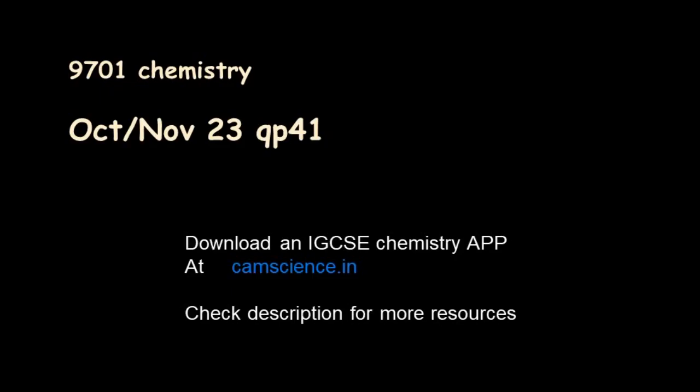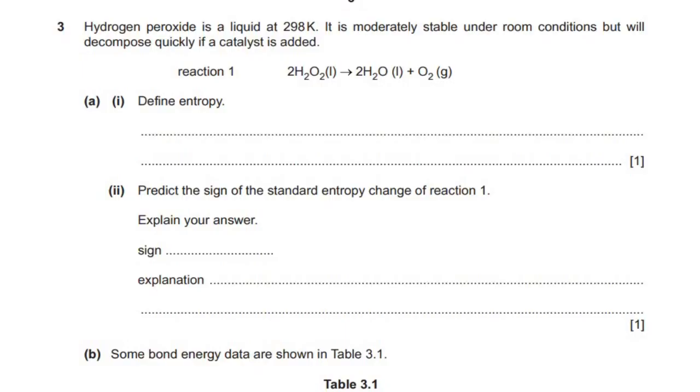We have already discussed question 1 and 2 of question paper 419701 chemistry of the examination series October-November 2023, and now we are going to discuss the next two questions, that is question 3 and question 4. So here is question 3.